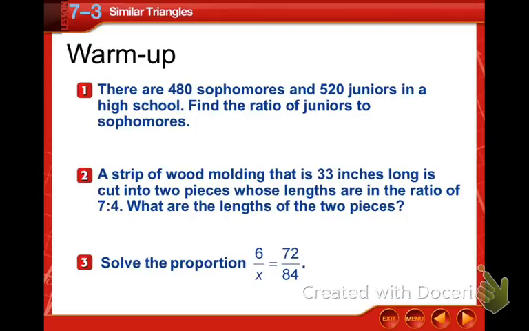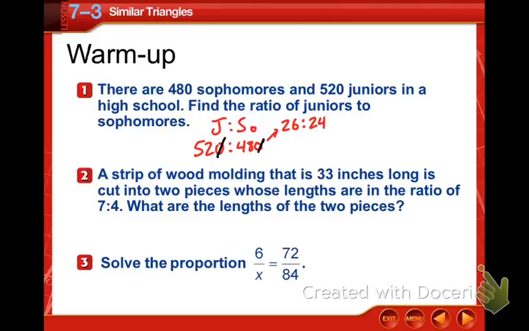So, we're looking at juniors to sophomores. And that means that juniors are the 520. Sophomores are the 480. We can get rid of the zeros to simplify. We also note that these are both even numbers, right? So at the very least, we can divide by 2 for both of these. 52 divided by 2 is 26. And 48 divided by 2 is 24.